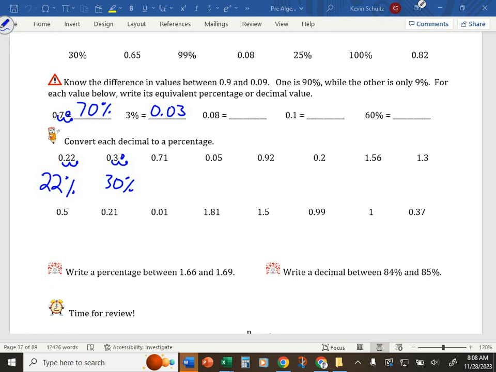0.08, what is that as a percentage, Aiden? 8%. 1, 2 over, 8%. Single digit percentage, we have that 0 in the tenths place. 0.1, is that 1% or 10%? 10%. 1, 2 over, 10%. 60%, is that 0.6 or 0.06? 0.6. Okay, if you want to put the 0 at the end of it, then you can. But be very careful with that. They can be kind of tricky with those single digit percentages.